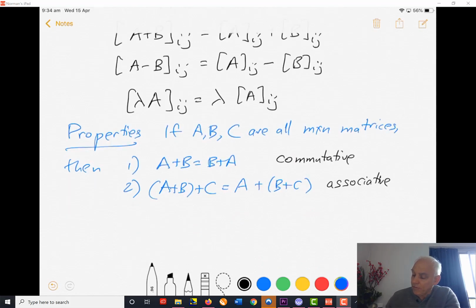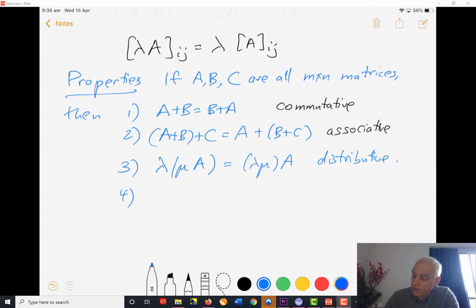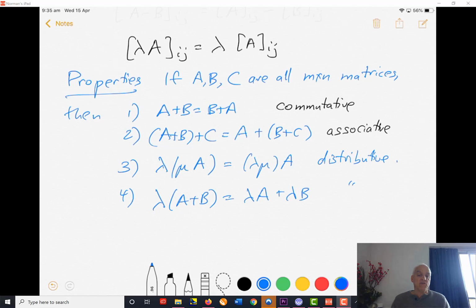And there are also distributive laws with respect to scalar multiplication. So for example, if you have lambda times (mu times A), where lambda and mu are two numbers, then that's the same as (lambda mu) times A. That's a kind of distributive law. And another kind of distributive law is that if you have lambda times (A plus B), that's the same as lambda times A plus lambda times B. So that's a second kind of distributive law.